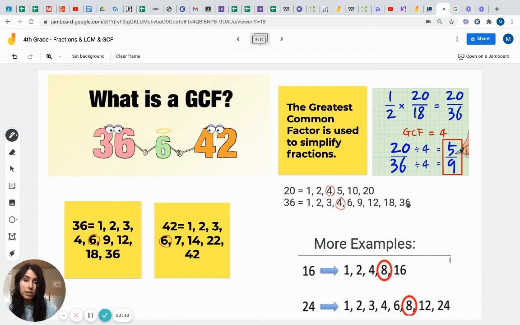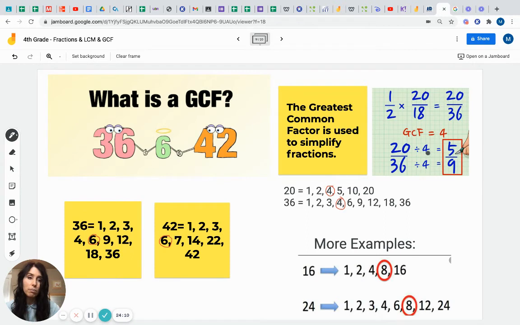1 times 36 is 36. 2 times 18 is 36. 3 times 12 is 36. 4 times 9 is 36. And 6 times 6 is 36. Then I have to find the greatest common factor. I notice they both have 1s, but that's not the greatest. They both have 2s. That's not the greatest. I notice they both have 4, and there's nothing else that is in common. So I just found my solution. It's a 4. So then I would have to divide these numbers by 4, and that would help me to reduce it and to simplify this fraction.